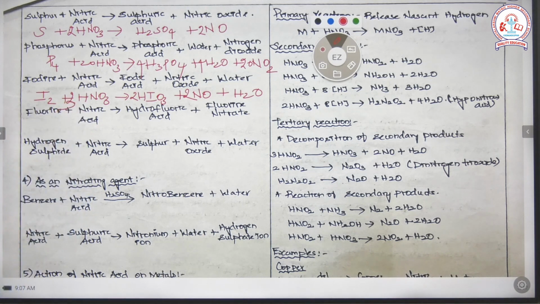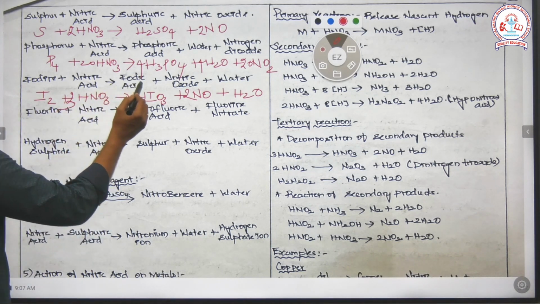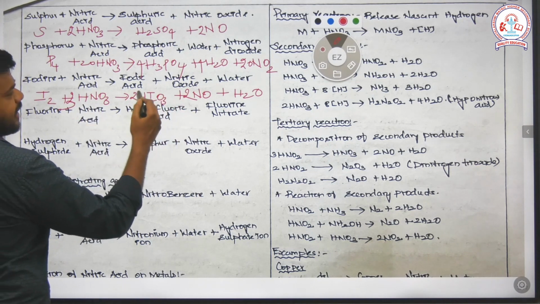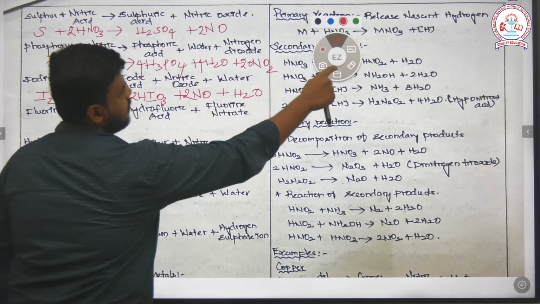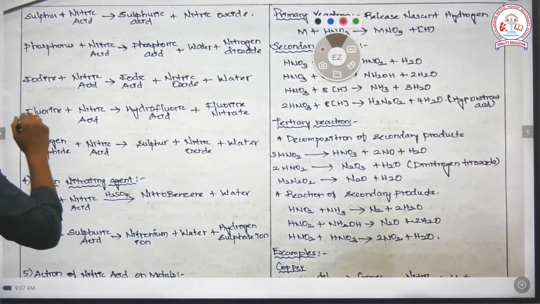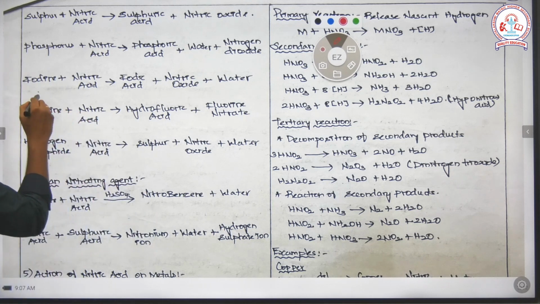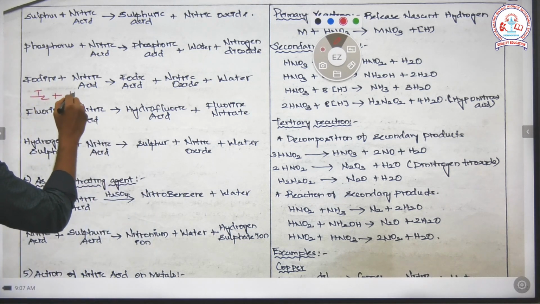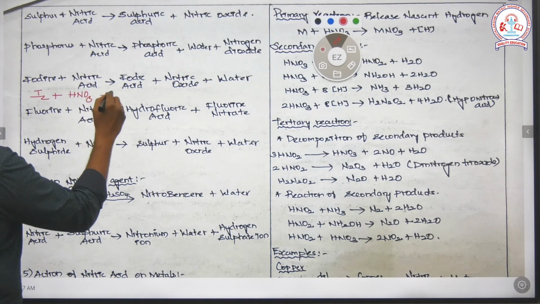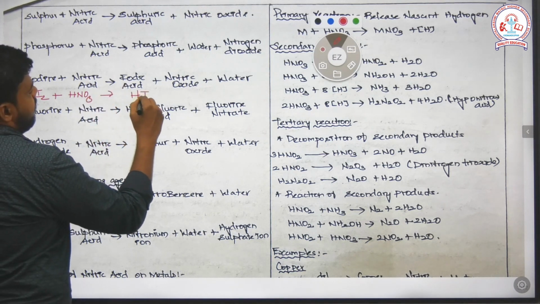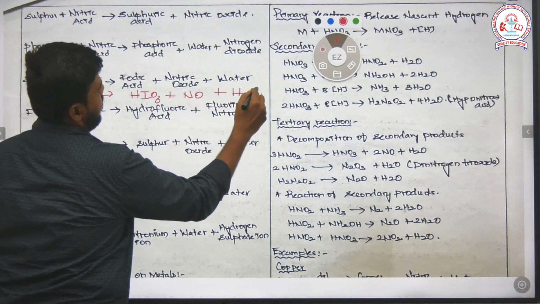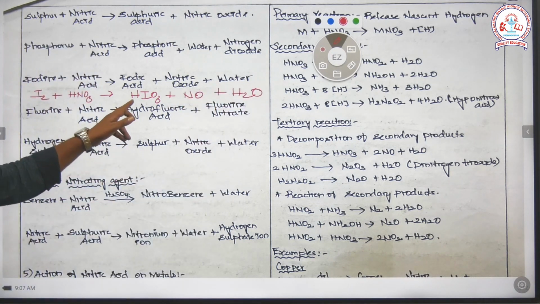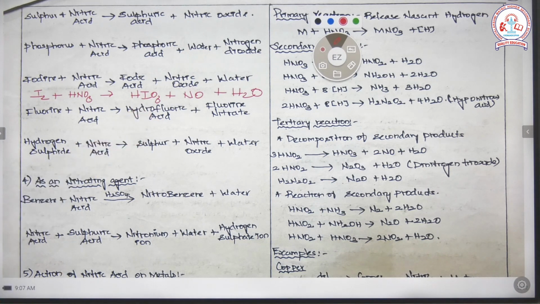If I make it 3, hydrogen 3 here, I cannot make it 3. If I make it 6 here, HNO3 forms NO plus H2O. See, this is called iodic acid, also written as HIO3. This is the one you can say.